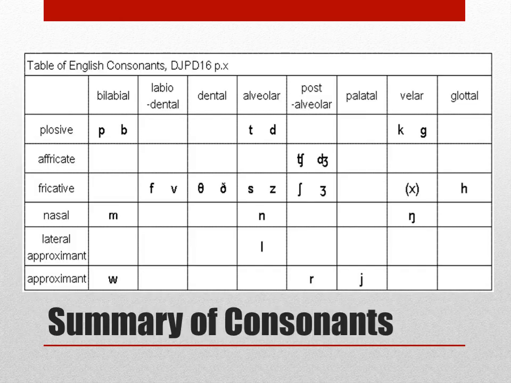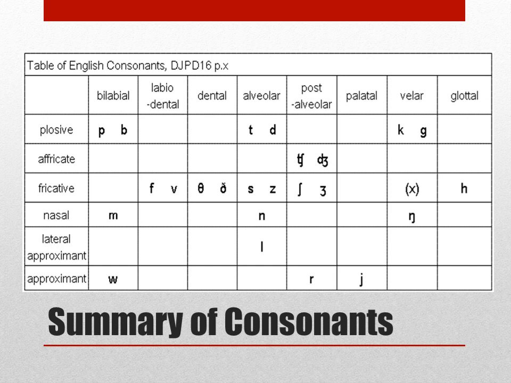Let's have a quick look at this table. From this table, you'll be very clear that these are the places of articulation, and these are the manners of articulation. So students, if you remember this table, you will be very clear about each and every sound. Like this is p, b, t, d, k, g. This is ch and j, which is post-alveolar, and they are affricates.